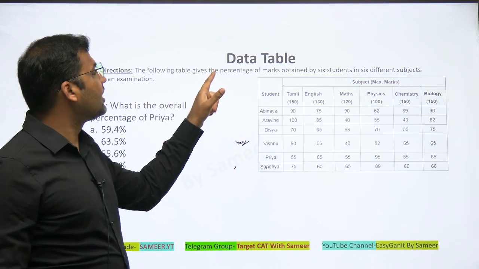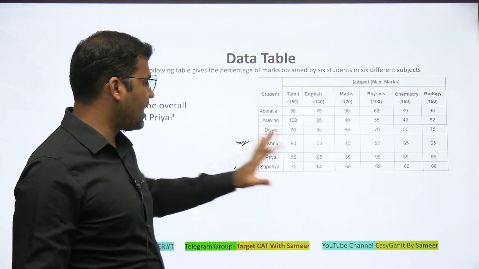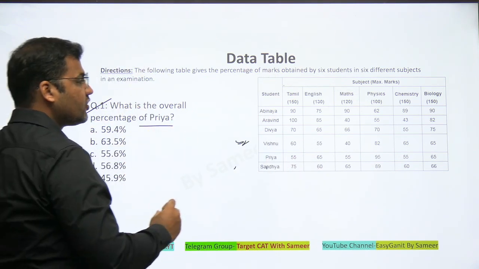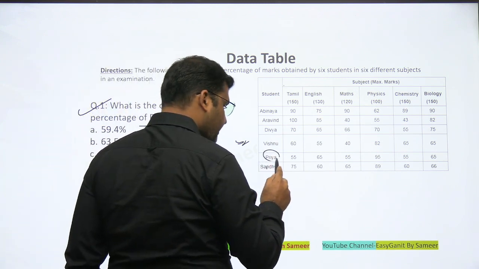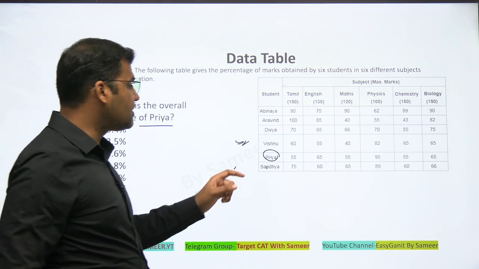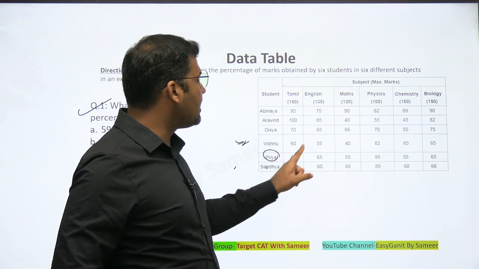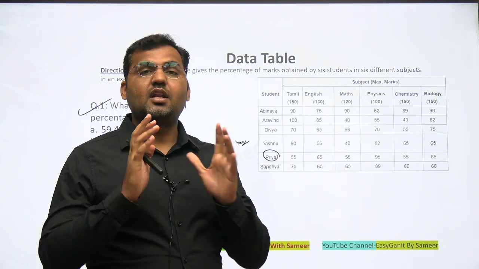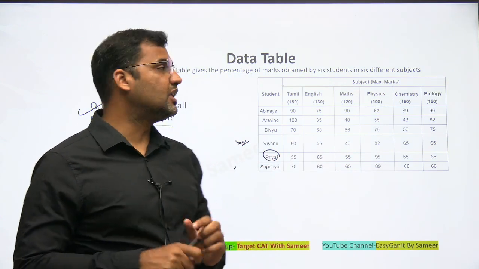The following table gives a percentage of marks. Okay, so we have covered this question. Question number 1 says, what is the overall percentage of Priya? You see that this is Priya. We are supposed to find out the overall percentage of marks of Priya. So that means I need the marks of Priya in each of these subjects, and then I need to find out the overall percentage. Now, what will a normal student do in this question?